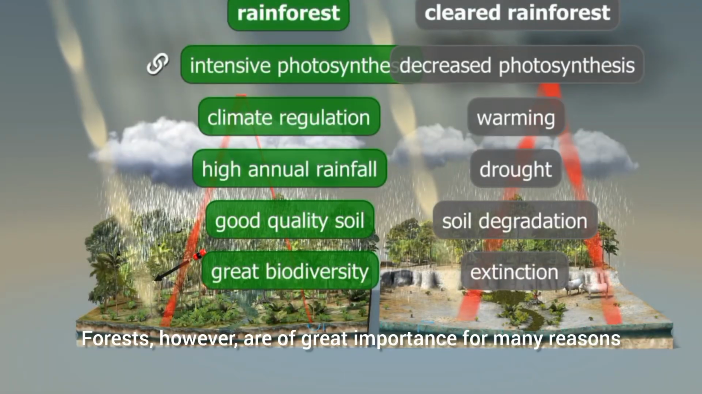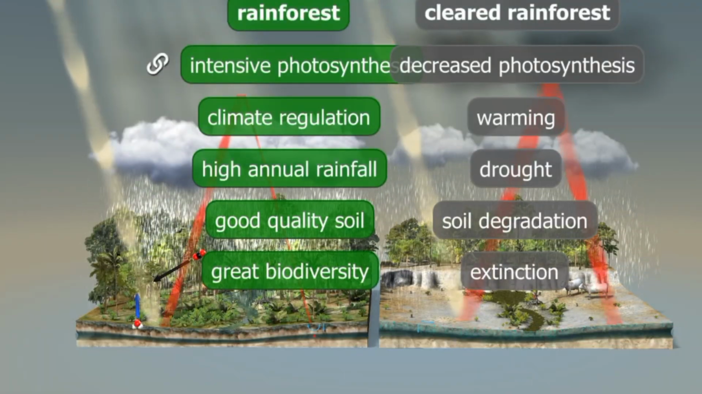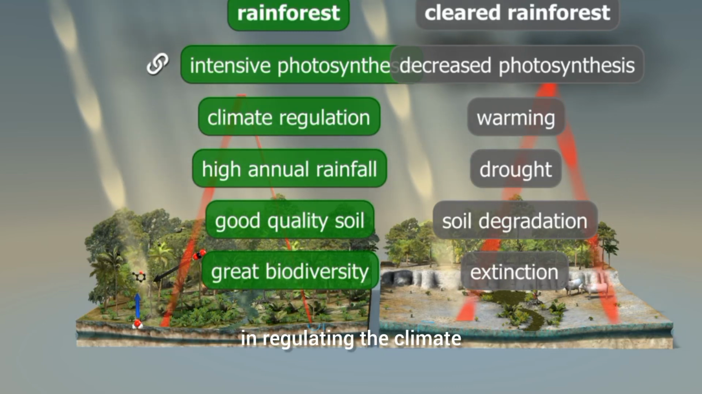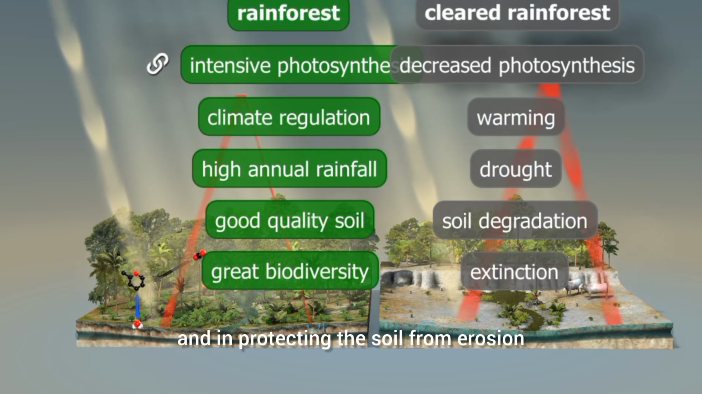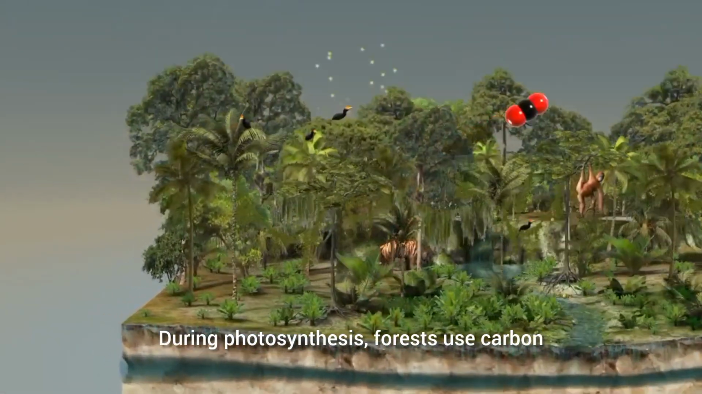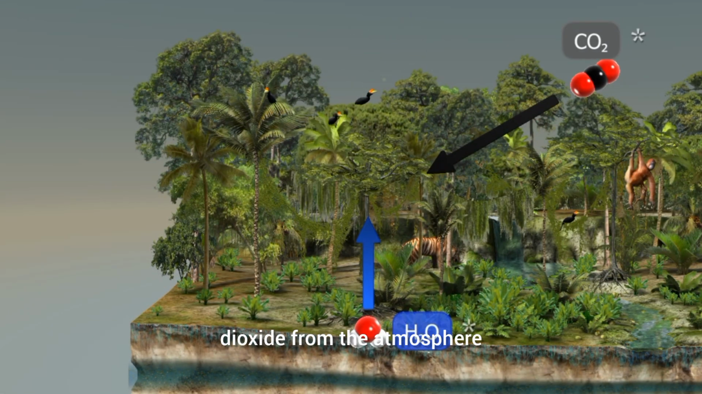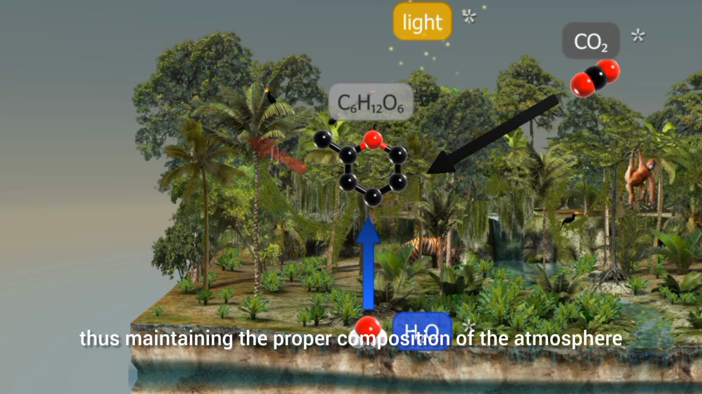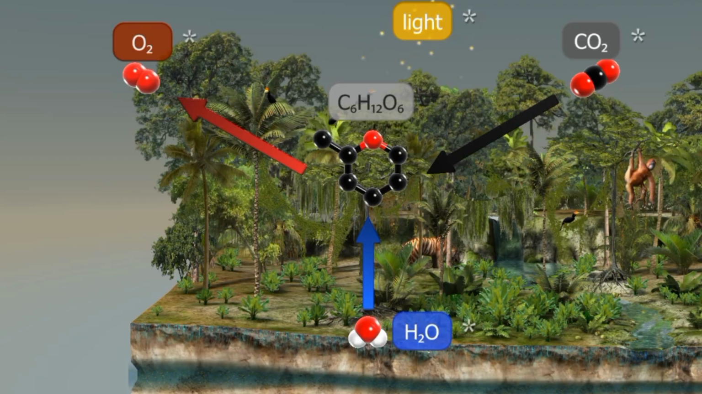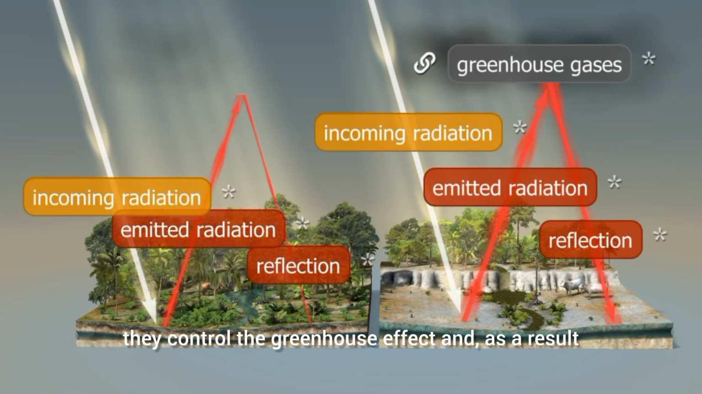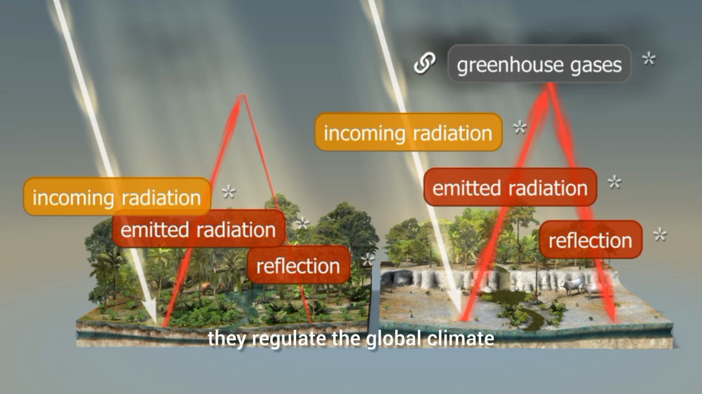Forests, however, are of great importance for many reasons. They play a key role in maintaining biodiversity, in regulating the climate, and in protecting the soil from erosion. During photosynthesis, forests use carbon dioxide from the atmosphere and release oxygen, thus maintaining the proper composition of the atmosphere. By fixing carbon dioxide, they control the greenhouse effect and, as a result, they regulate the global climate.